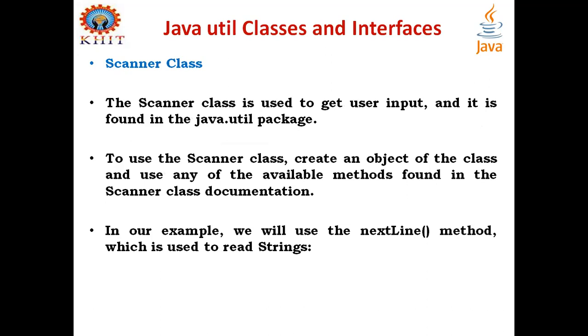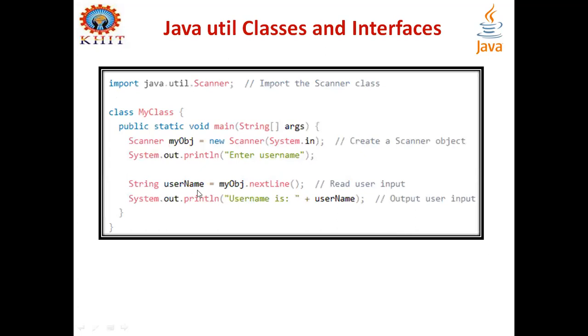And one of the most used classes of this util package is the Scanner class, and it is used to get user input, and it is found in this package. Create an object of the class and use the available methods found in the Scanner class. In our example, up to now, we just used the nextInt method to read integer values from the keyboard into the program. And here it is the nextLine method, which also reads a stream of characters from the keyboard, like that, right?